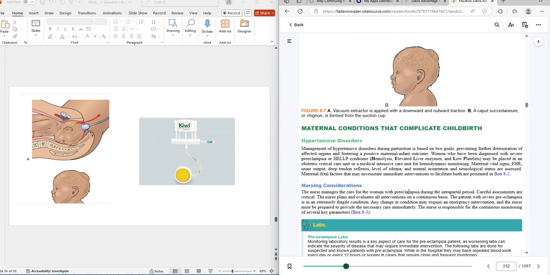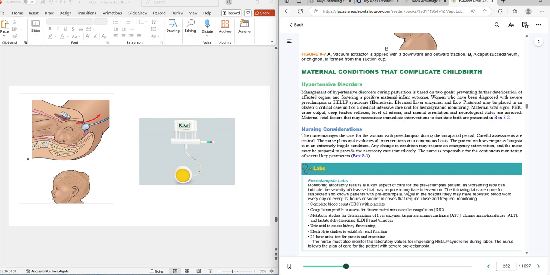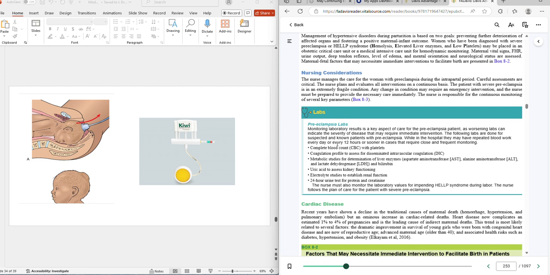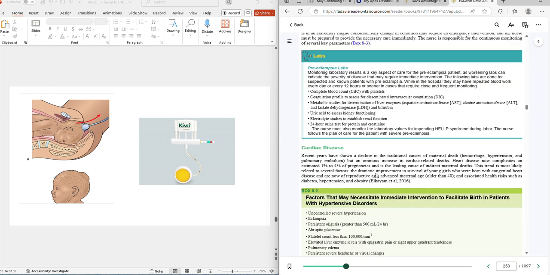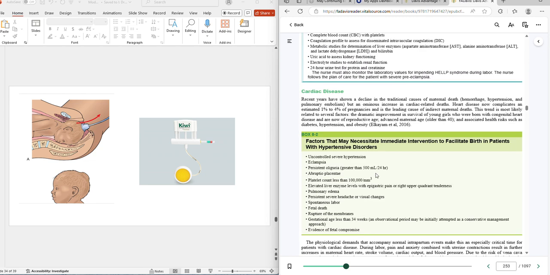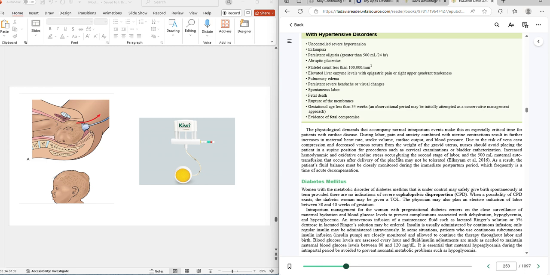So let's look at labs. Some maternal conditions that can complicate childbirth. Preeclampsia is one of them. Preeclampsia is high blood pressure, protein in the urine. You have a lot of different things that happen. So just make sure you read through these labs and understand those. Cardiac disease, diabetes mellitus. And we know diabetes mellitus can cause LGA. LGA is large for gestational age. So if you have a pregnant woman that has diabetes or gestational diabetes, then it can cause the baby to be very large.